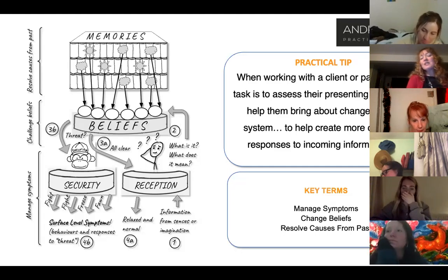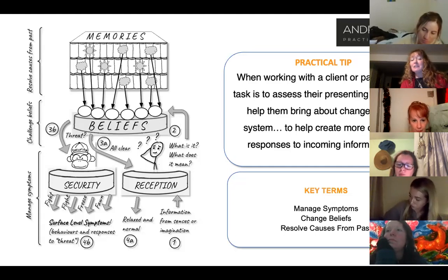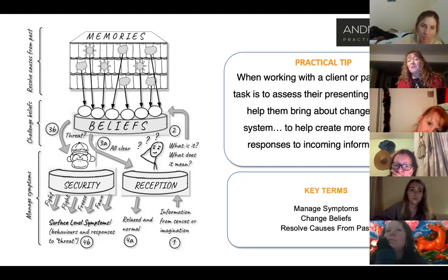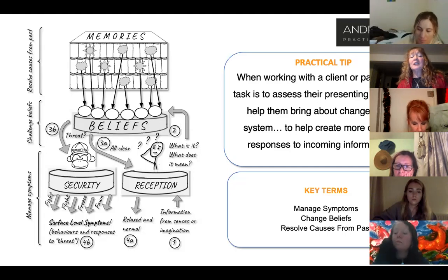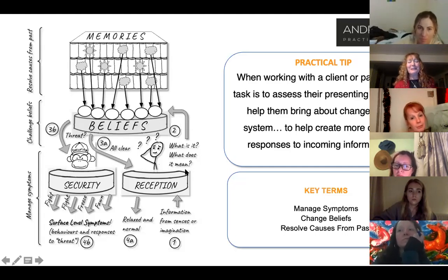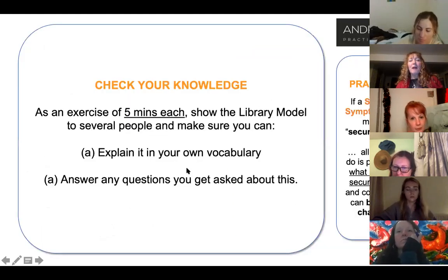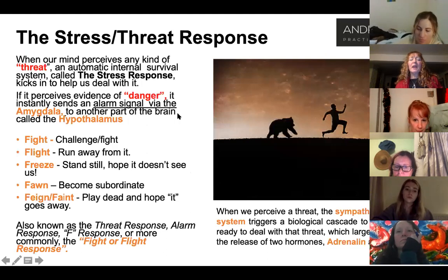Now, what we're going to move on to look at in a moment is this security system, which can create so many surface level symptoms, because it's what we need to bypass at times. Sometimes it's creating symptoms that just don't need to be there. As I said, the security system can be a very helpful thing, but quite often it isn't. So I'm just going to bypass this particular bit so that we can get on to the next bit.